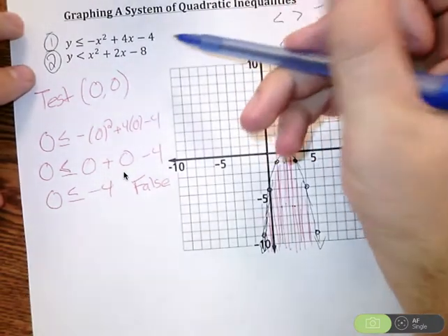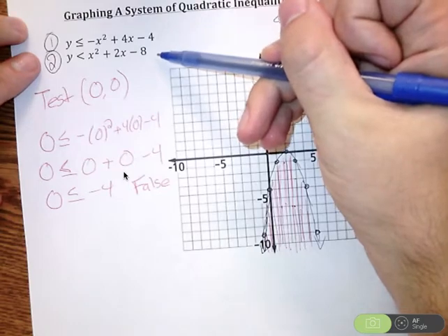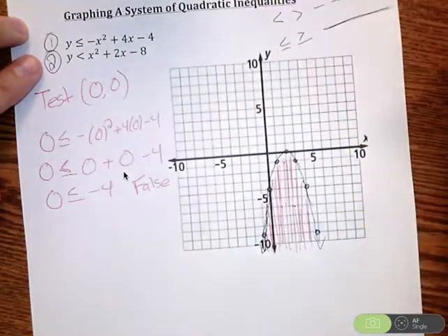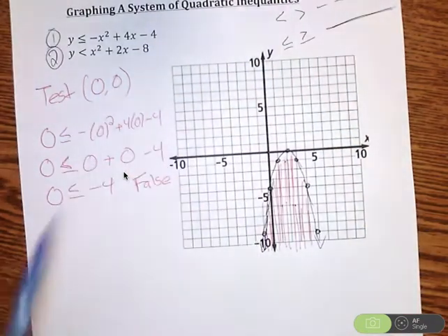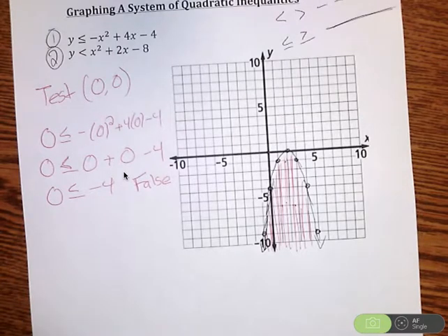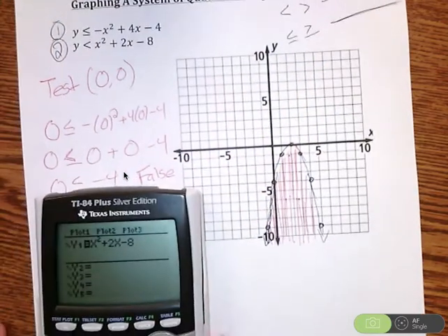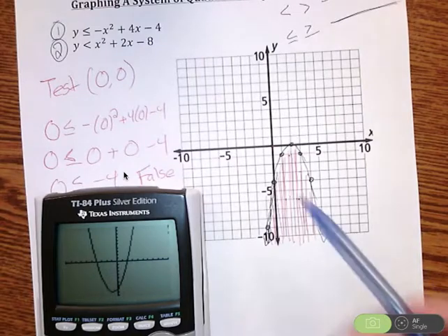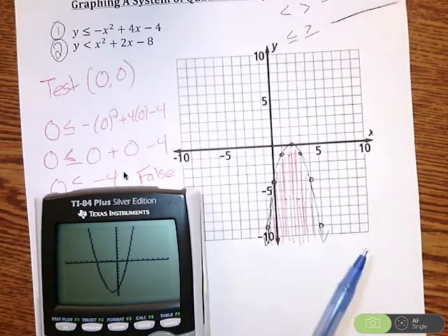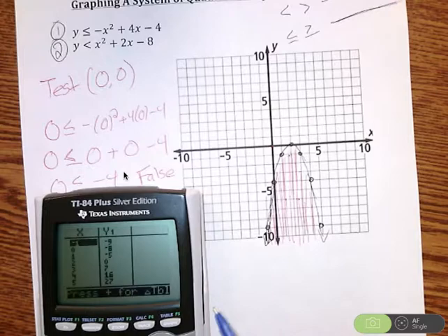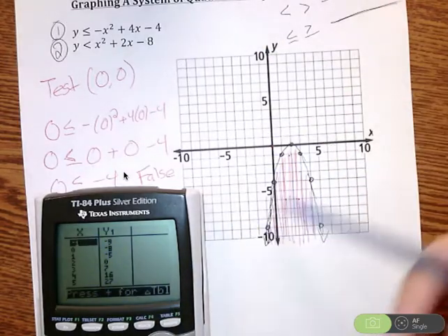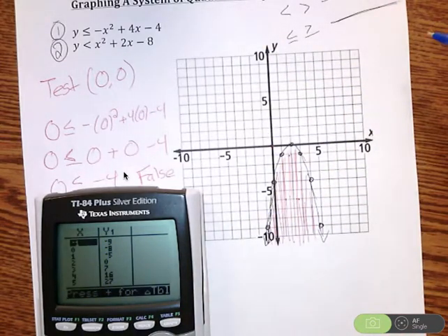Next, I'm going to graph my second inequality in the system. So I'm going to have to go back and type in y equals x squared plus 2x minus 8. I'm going to take that, graph it, and I'm going to very quickly do the exact same thing. I'm going to use the second table and transfer all these data points onto my graph.